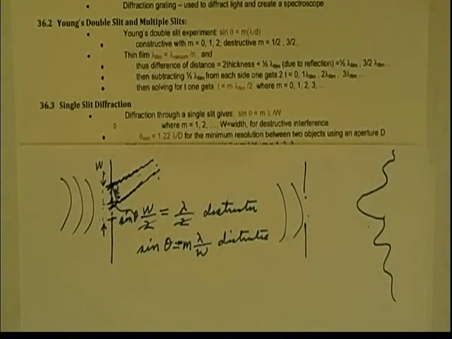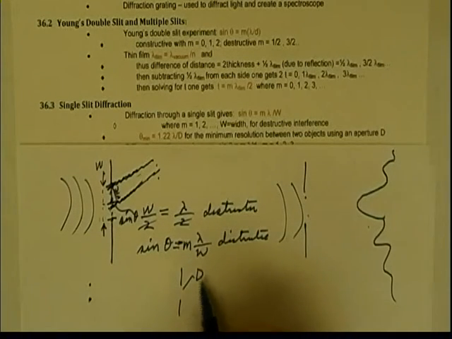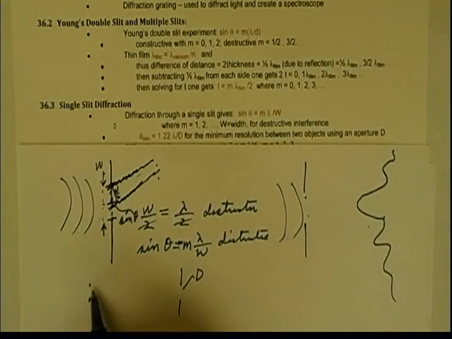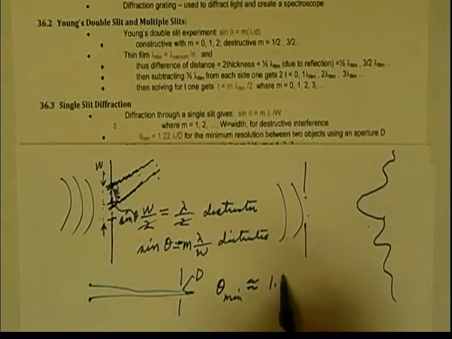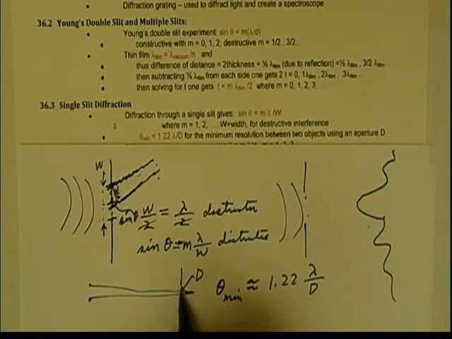Now, it turns out that if I'm trying to resolve two objects at some distance away using an aperture down here where the aperture distance is d, then there's an equation. How can I resolve these two objects as the light from both of these comes through here and interferes? I'm not going to derive that equation, but I'm going to tell you that the theta minimum out to the two objects is equal to approximately 1.22 times the wavelength divided by the distance across this slit.